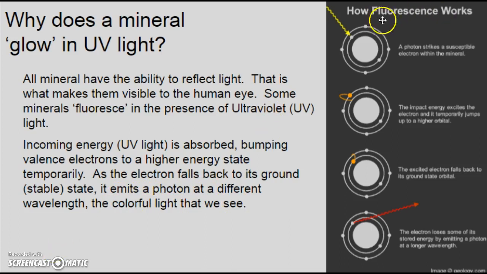So let's look at this picture here. So, how fluorescence works. We have incoming light, we have ultraviolet light here. A photon strikes the electron within the mineral. The impact energy excites the electron and it temporarily jumps up to a higher energy state. Notice it goes from one state to a higher state. The excited electron falls back to its ground state, and in the process the electron loses some of its stored energy and emits a photon at a longer wavelength.